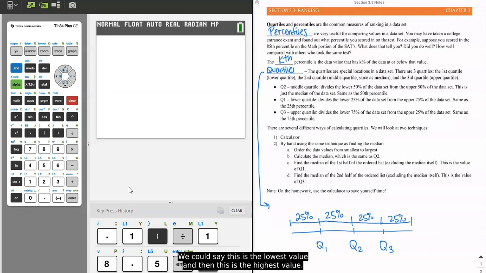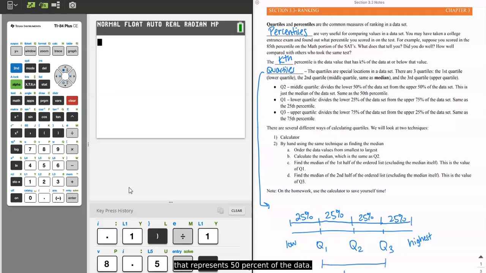And so we could say this is the lowest value and then this is the highest value. And we'll actually talk about this being called the 5-number summary. It's a 5-number summary of the data. And if you think, from quartile 1 to quartile 3, that represents 50% of the data.